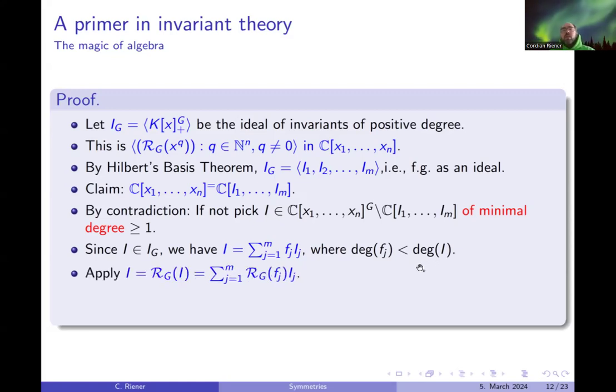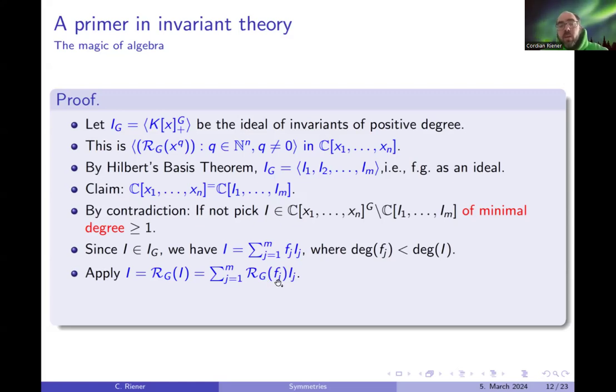So now the only thing I need to do is apply the Reynolds operator. My polynomial I is itself already invariant, so we know that applying the Reynolds operator to it will not change anything. And because of the linearity, and the linearity over the invariant ring, I can just write the application of the Reynolds operator in this form. So the Reynolds operator of I is the sum of the Reynolds operator applied to the polynomials fj times Ij.